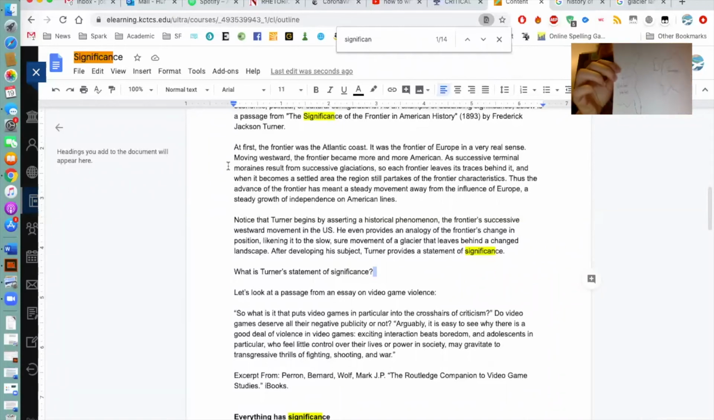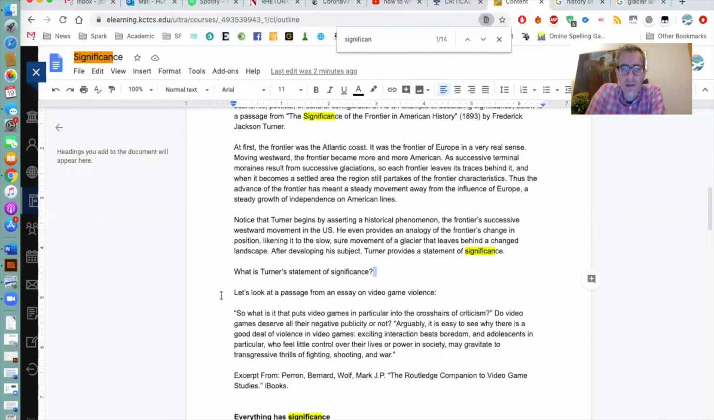Okay, so I've drawn a rough little picture here. You have Europe here, and you have the United States here. What Turner is talking about is that as the Americans go further west, as they settle the territory and go further in the frontier, they are physically getting further away from Europe, from the United Kingdom, that used to control the land. So that really is Turner's main idea. That's his statement of significance.